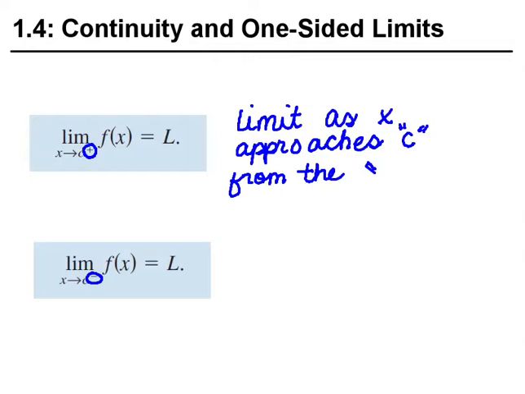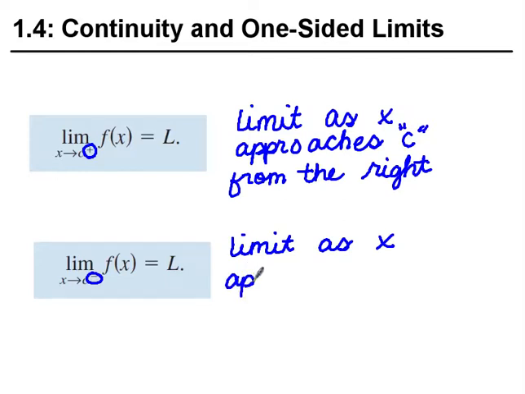All right, what do you think the negative means? Yep, the limit as x approaches c from the left side. From the left. And so these are one-sided limits.